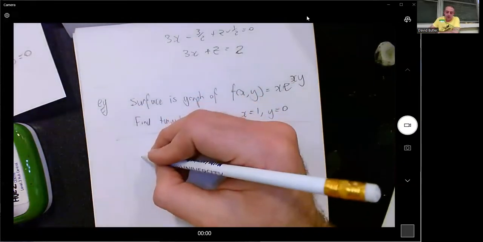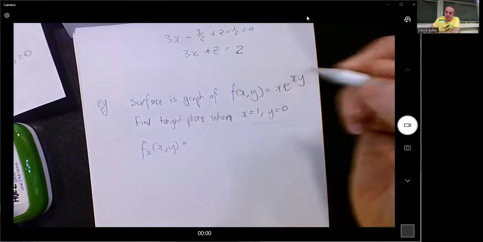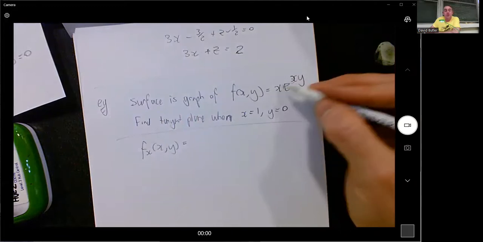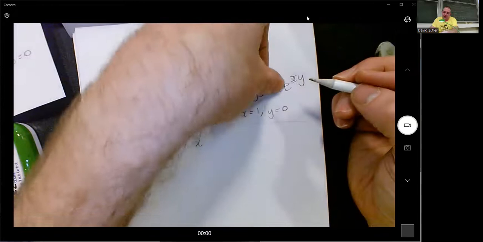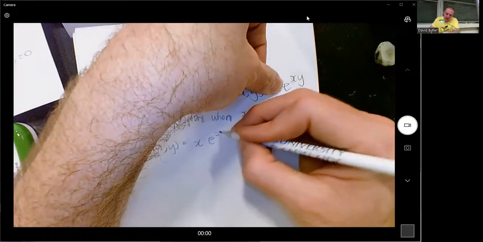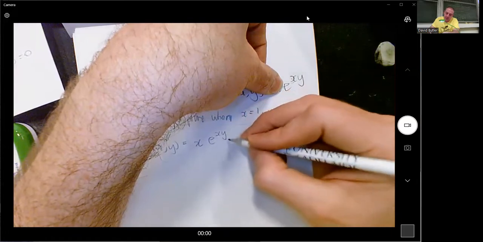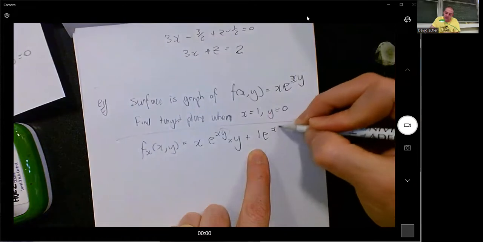And so I know that f sub x, I'm going to have to use the product rule because they've both got an x in it. Keep the x and differentiate the e to the xy. And the derivative of e to the x would be e to the x, but I have to multiply by the derivative of that, which is y. Differentiate the x with a 1 and keep the other bit.